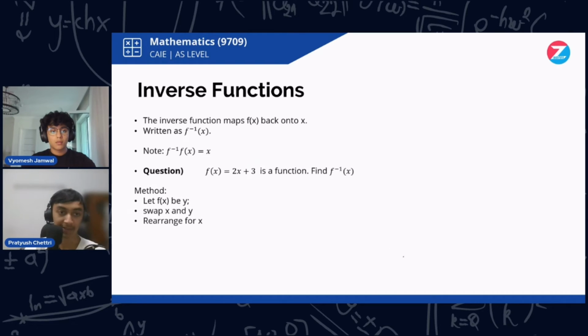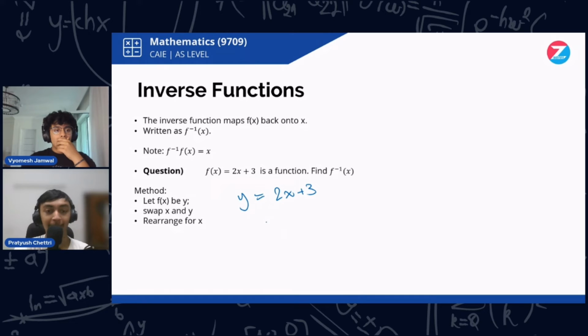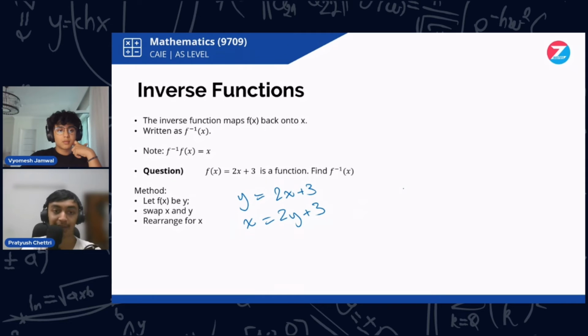The method is quite simple. Let's say y is f of x, just to make things simpler. And let's swap x and y. That's all. You just put x is equal to 2y plus 3. And now you rearrange for x, which gives you, first you subtract the 3 to the other side, equals 2y. Then you divide the whole thing by 2.